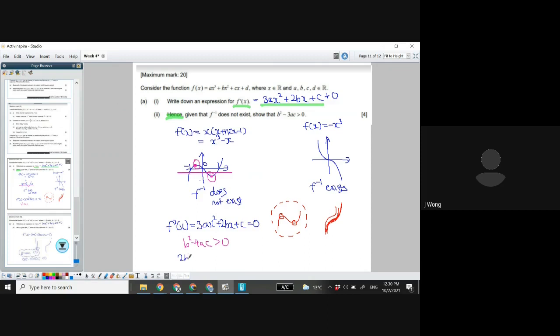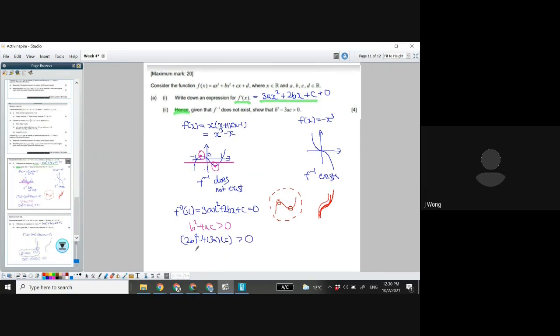So that's why I'll do (2b) squared minus 4 times (3a) times c, and it will be greater than 0. So that will be 4b squared minus 12ac greater than 0, and b squared minus 3ac bigger than 0. So that will be the condition for my function to have no f inverse, because that means I must have turning points, but it's actually really called stationary points, for it to have this phenomenon. Hence, your function will never be one-to-one.